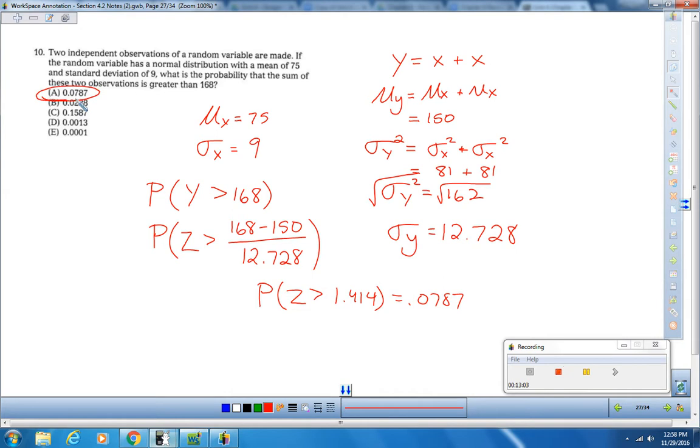Now this was complicated because it made us find the mean and standard deviation of this random variable y, which is the sum of two x's, and then we had to take that mean and standard deviation of y to get a probability calculation for y. But if you notice, it's not much different than calculating a z-score. It's just doing it after we've done that mean and standard deviation. So it basically takes it one more step than what we've done before.